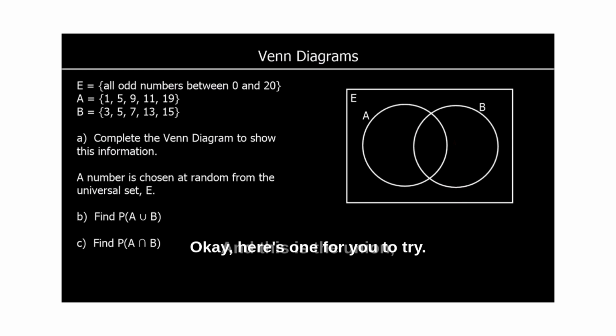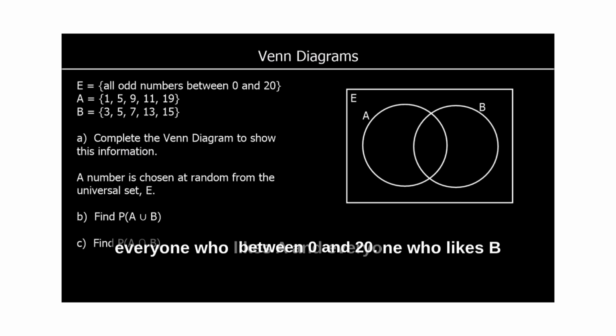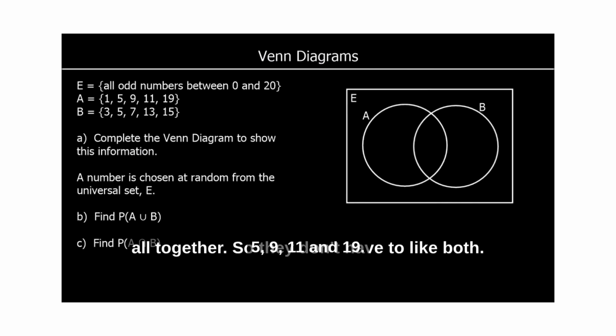Okay, here's one for you to try. So pause the video and try and give this a go. So this time we've got all odd numbers between 0 and 20. We're told set A is 1, 5, 9, 11, and 19. And set B is 3, 5, 7, 13, and 15. So complete the Venn diagram.